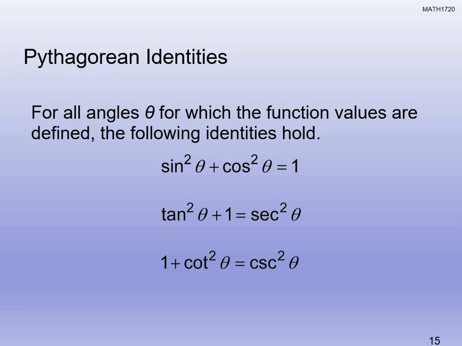Alright, so sine squared plus cosine squared equals 1. Tangent squared plus 1 equals secant squared theta. And 1 plus cotangent squared theta equals cosecant squared theta. Okay? Let me know if you have questions about any of those in class. We don't have to prove them, but we are going to apply them. Okay?